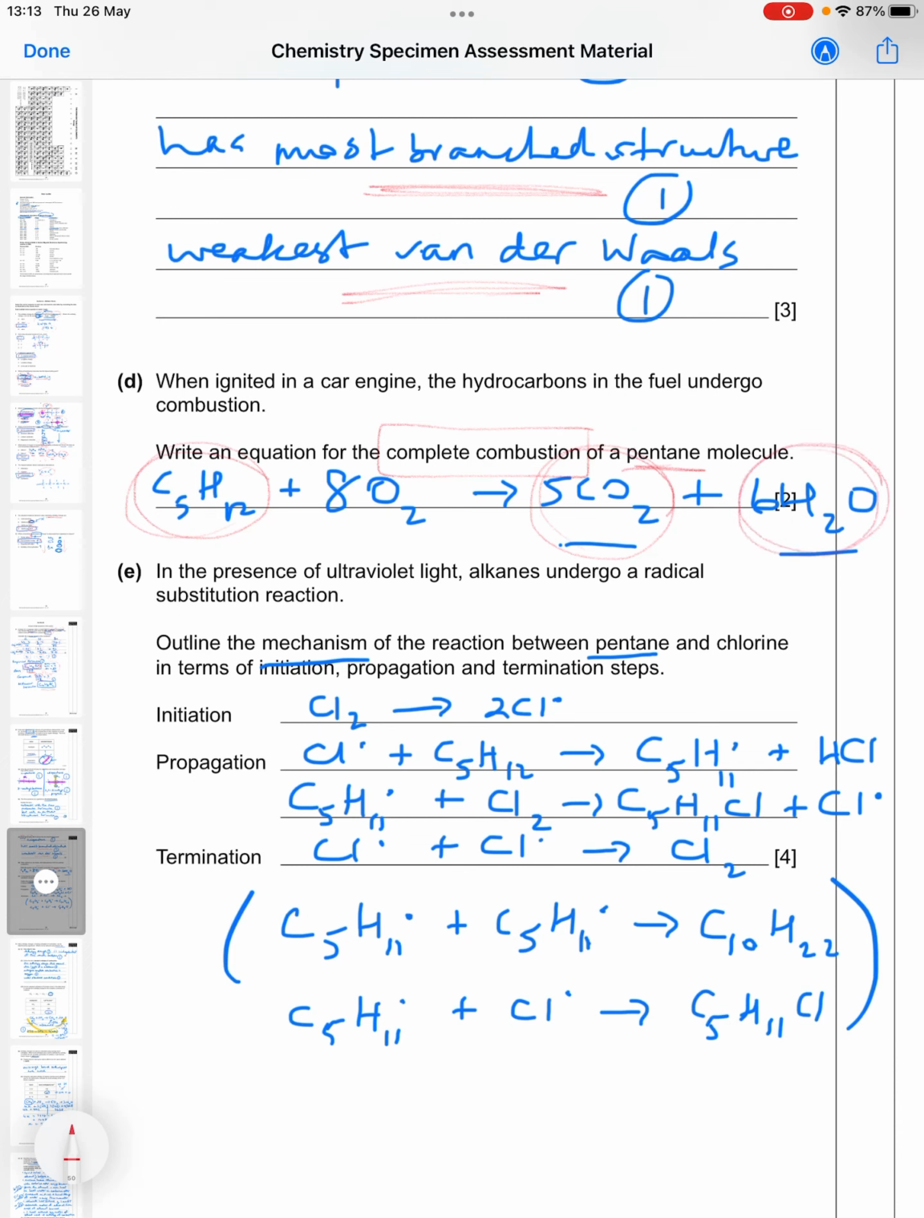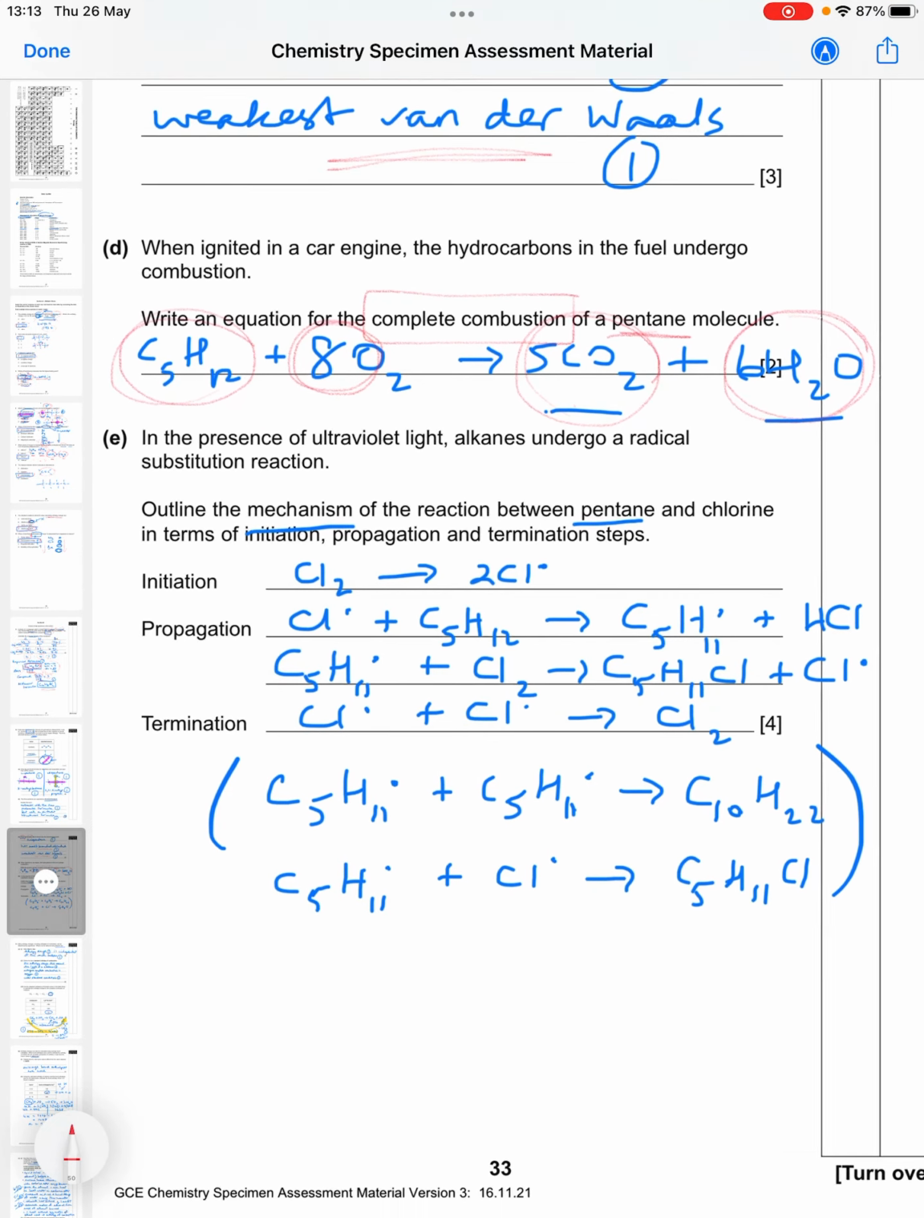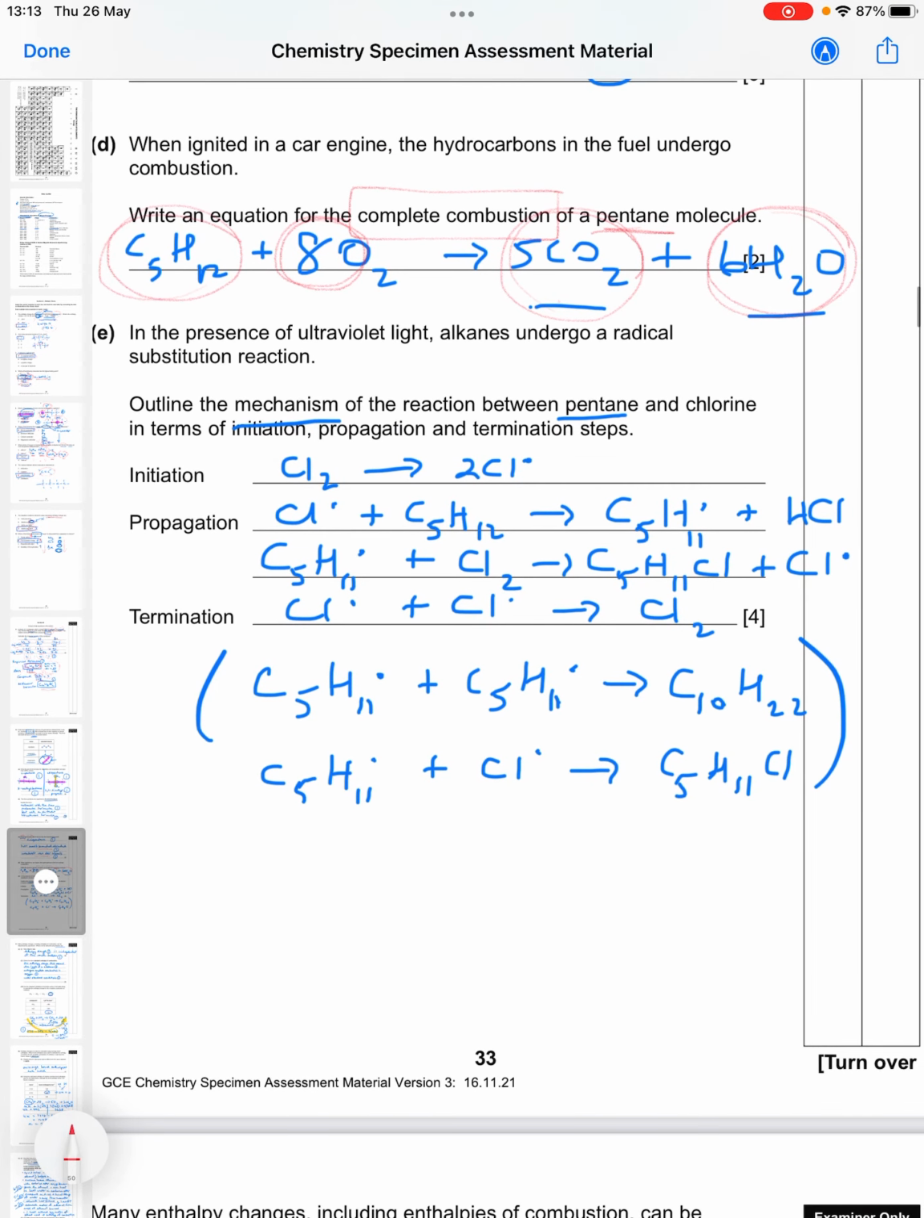5CO2 and 6H2O. When we add up the oxygens in those, 5 times 2 in the carbon dioxide is 10, and then another 6. So we divide that by 2 and we get 8. So 2 marks, 1 for getting the correct equation and 1 for getting the balancing correct.